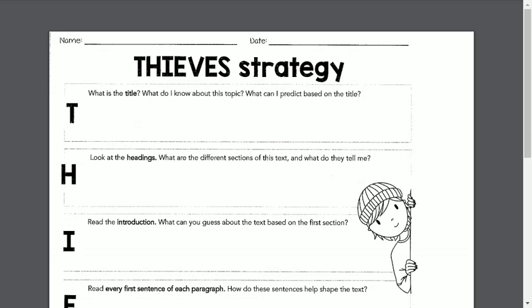All right, going back to the THIEVES, the next one is read the introduction. Can you guess about the text based on the section? So let's go back to the introduction. The introduction would be right here, this very first paragraph, and it says, a food chain is a series of links between plants and animals. It starts with a plant. The next part of the link is the plant eater.